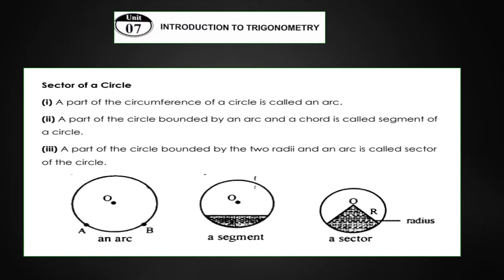Sector of a circle. The first is, a part of the circumference of the circle is called an arc. Number 2, a part of the circle bounded by an arc and a chord is called a segment of a circle. Number 3, a part of the circle bounded by the two radii and an arc is called a sector of the circle. So these are the arc, the chord and segments, and this is a sector in a circle of radius r.